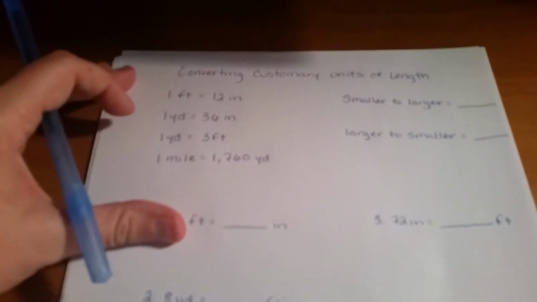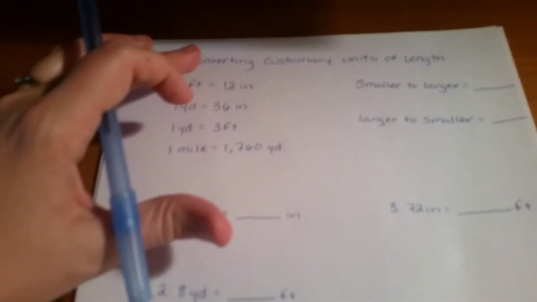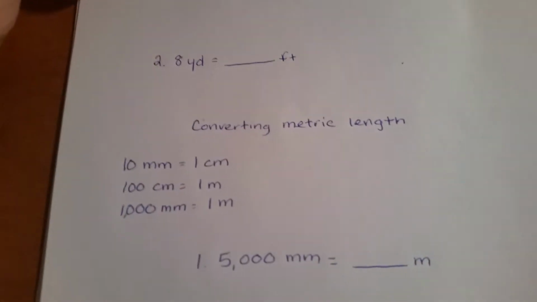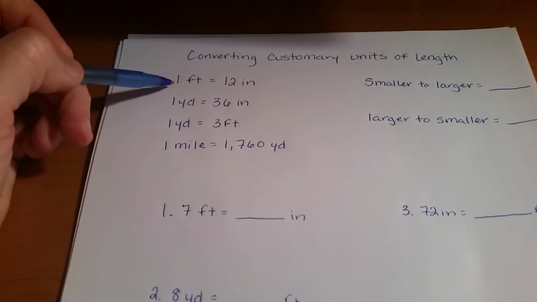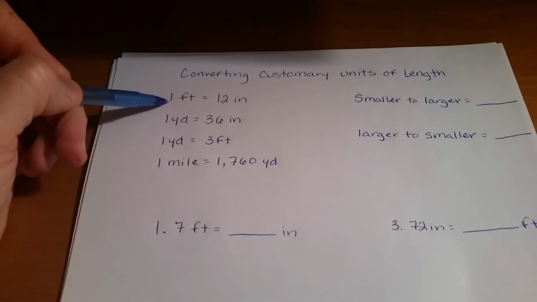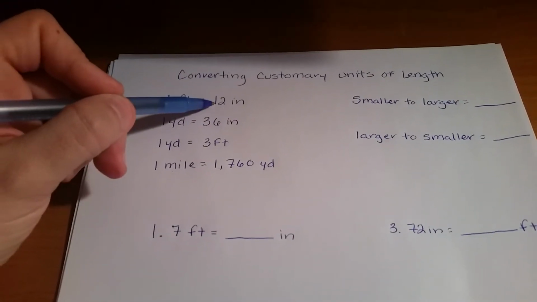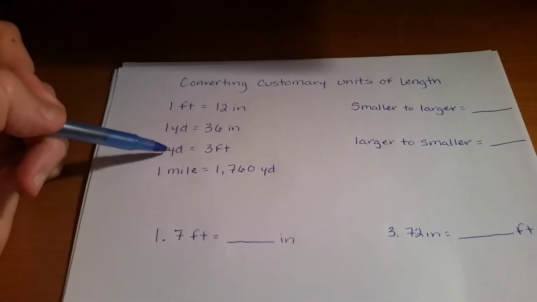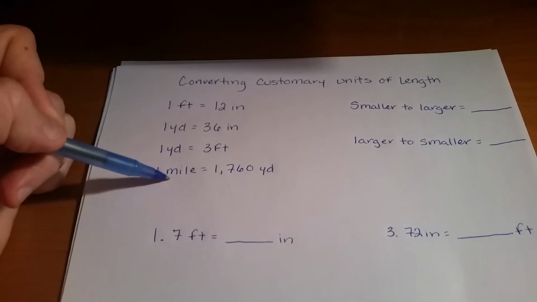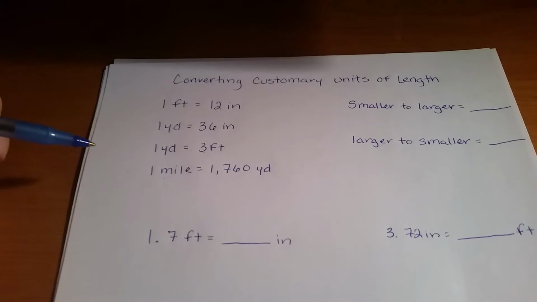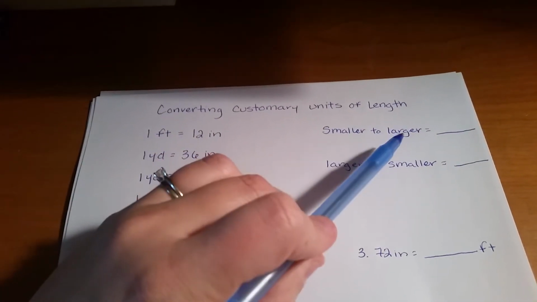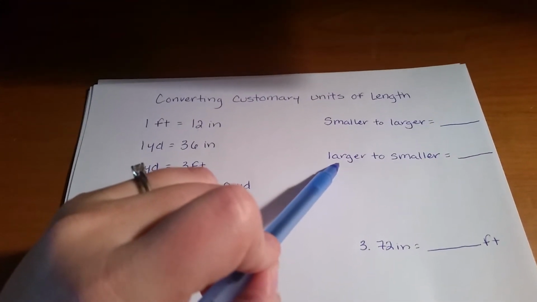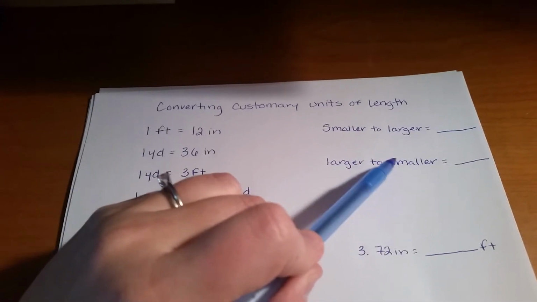Okay, guys, so what we are going to do today is we are going to be practicing converting customary units of length and metric units of length. So the first thing that you need to write down on your scrap paper is all of your conversions. So 1 foot equals 12 inches, 1 yard equals 36 inches, 1 yard equals 3 feet, or 1 mile equals 1,760 yards. Then you need to think, am I going from a smaller unit of measurement to a larger unit of measurement, or a larger unit of measurement to a smaller unit of measurement?